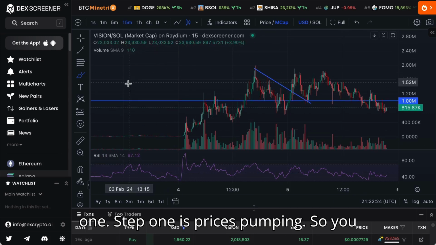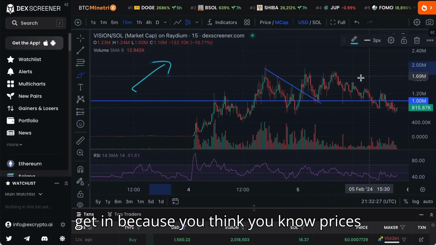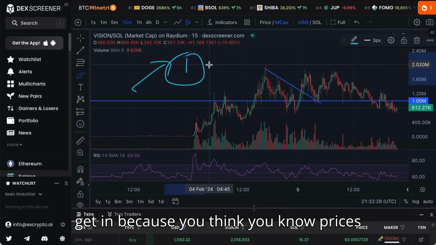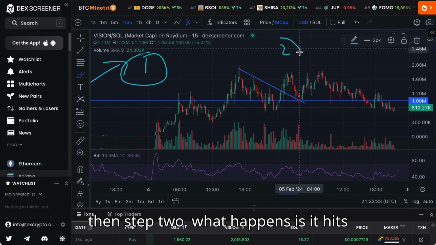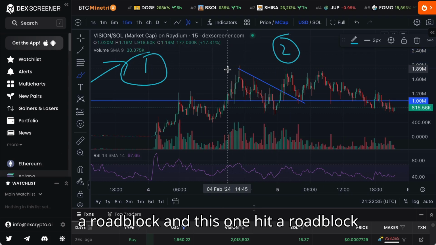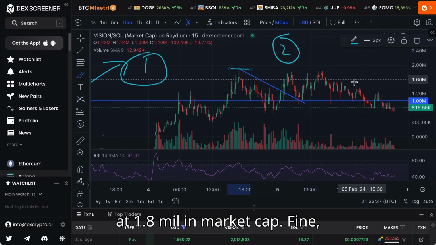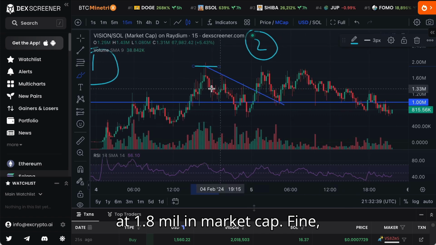So this is step one. Step one is price is pumping. So you get in because you think, price is going up, everything is looking good. But then step two, what happens is it hits a roadblock. And this one hit a roadblock at 1.8 mil in market cap.